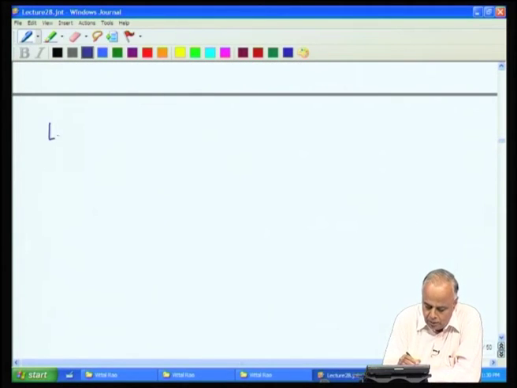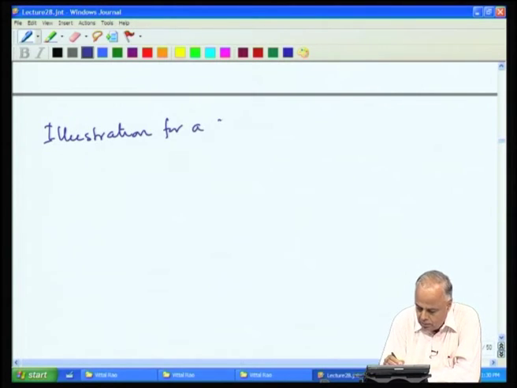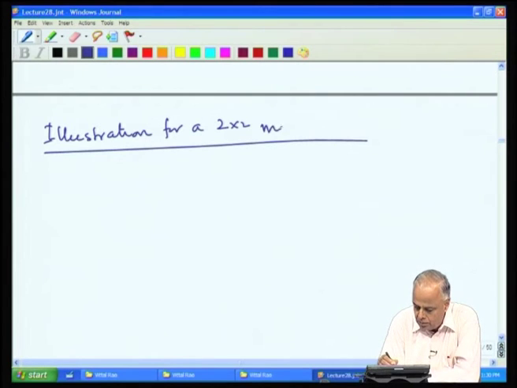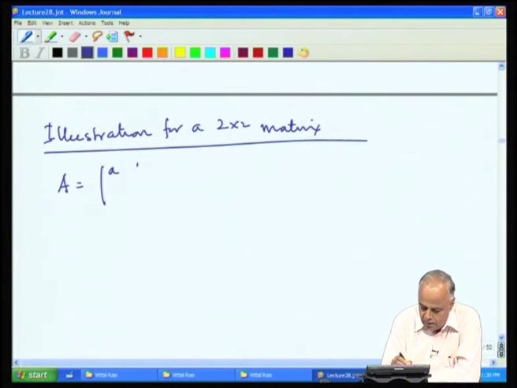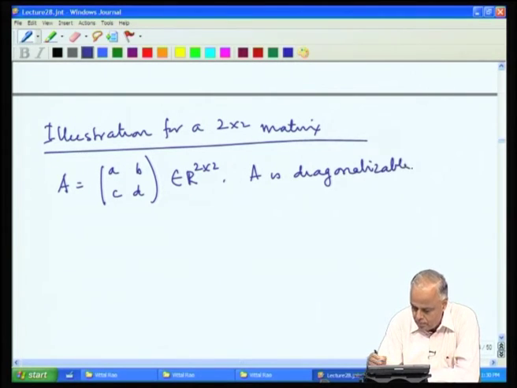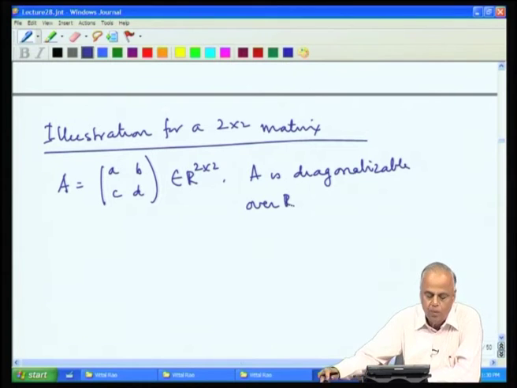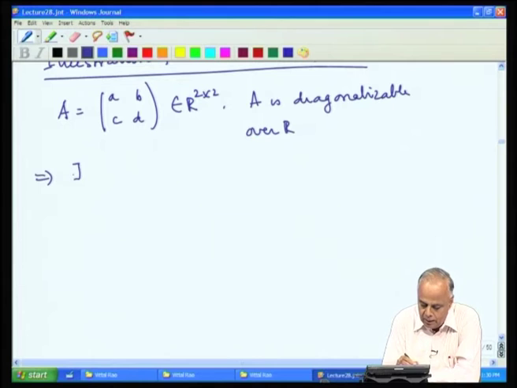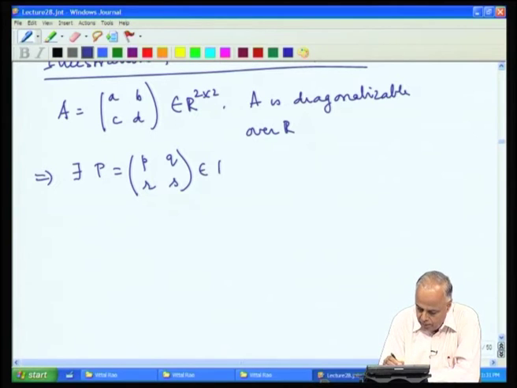Let us illustrate the above calculation. So, look, illustration for a 2 by 2 matrix. Just to see what these calculations mean. So, suppose I have a 2 by 2 matrix A, B, C, D belonging to R 2 cross 2 and A is diagonalizable over R. What does that mean? This implies there exists P, let us call it as P Q R S belonging to R 2 2, P invertible.